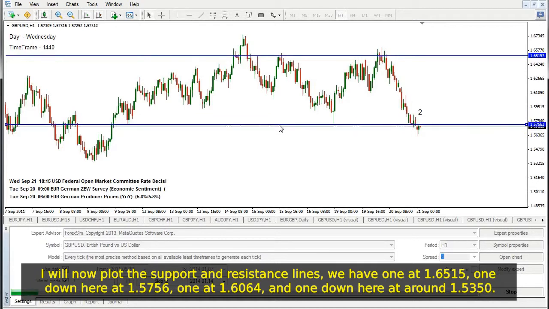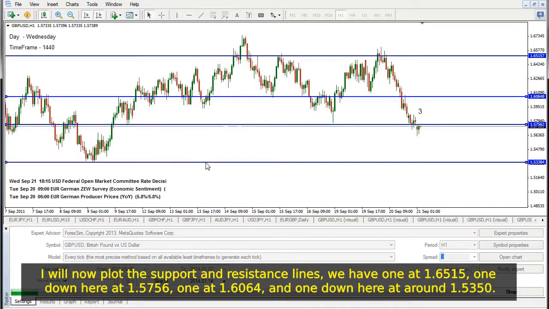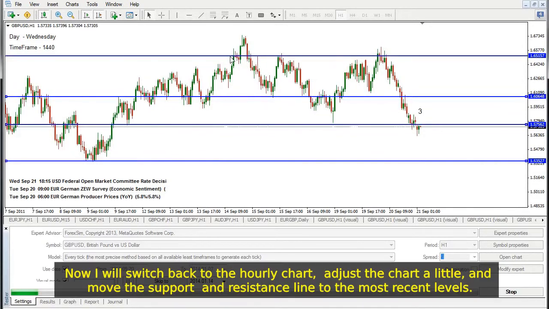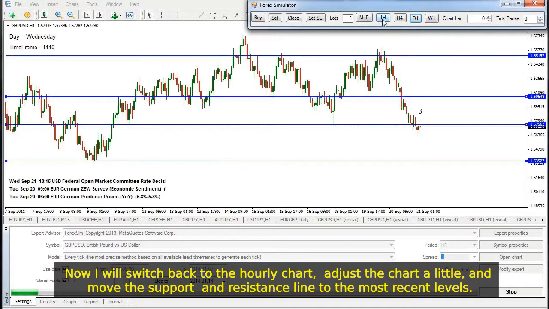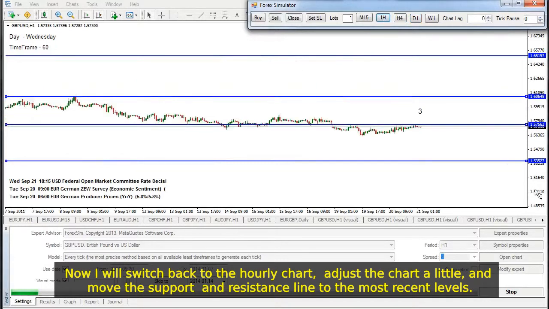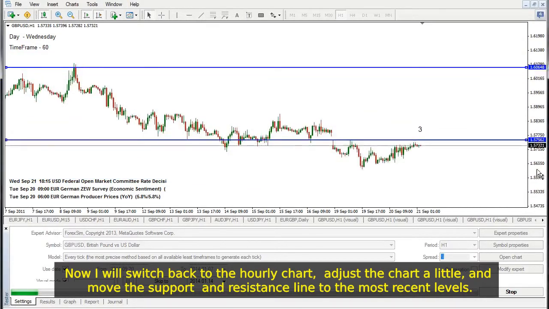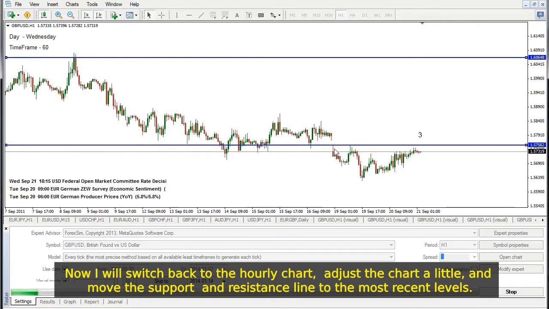We have one at 6515, one down here at 15756. There's one at 16064, and one down the bottom here around 15350. Now I will switch back to the hourly chart, adjust the chart a little, and move the support and resistance lines to the most recent levels.